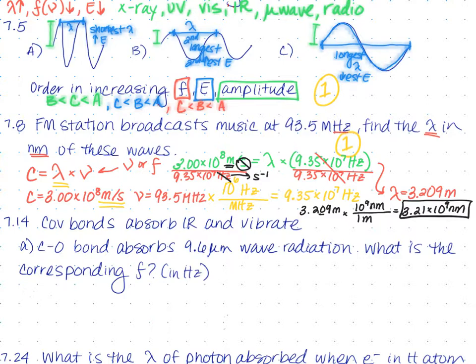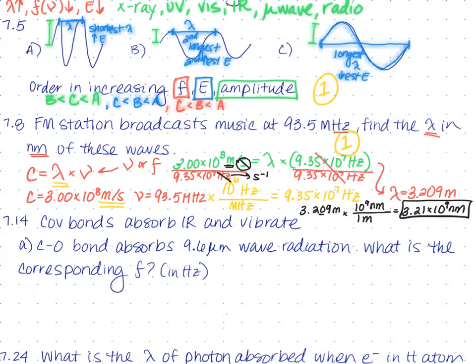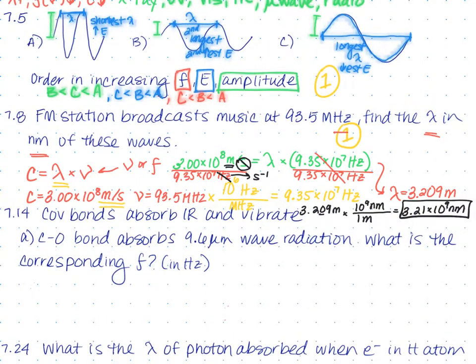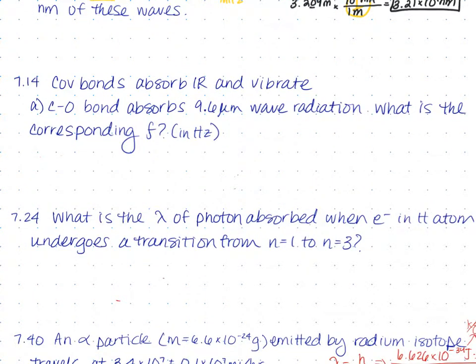Okay, let's look at 7.14. So this says, let's see if I can move this whole thing. So it says covalent bonds absorb infrared and vibrate. Part A says, and we're just going to look at part A, a carbon-oxygen bond absorbs 9.6 micrometer wave radiation. What is the corresponding frequency in hertz? Okay, so again, this is utilizing the equation c equals lambda times nu, or c equals lambda times frequency.